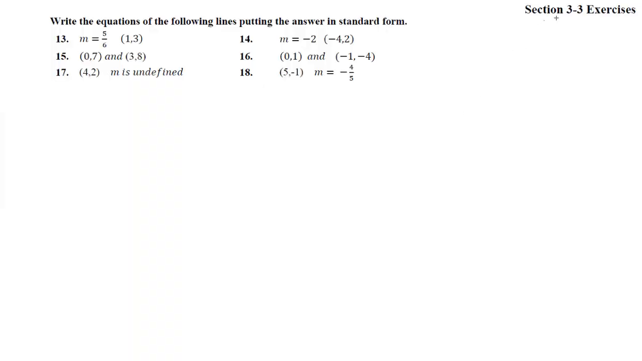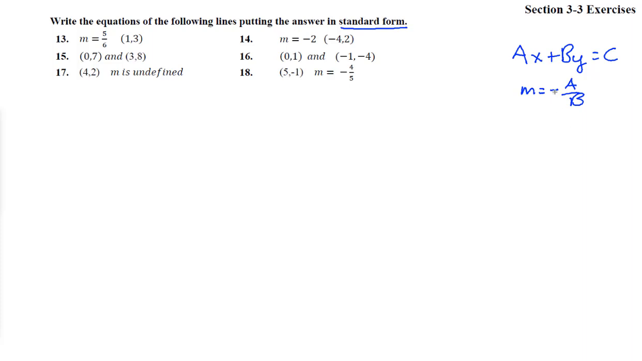Here we are in section 3.3, exercises 13 through 18. It says write the equations of the following lines, putting the answer in standard form. Now standard form looks like this: ax plus by equals c, where a, b, and c are all not fractions. And usually a is a positive number, so if it comes up being a negative number, they times through by -1. The shortcut for this one was that the slope is always minus a over b.